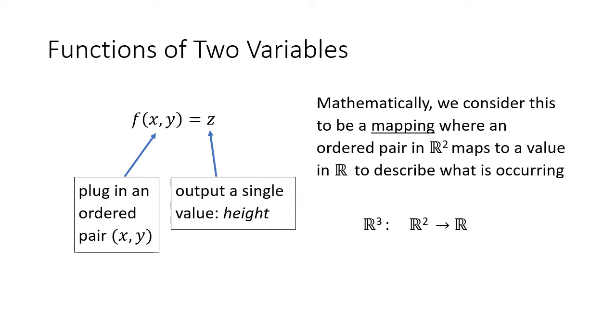Mathematically, what we're doing is a mapping. And so a mapping is basically where we plug one thing in and get another. But in this case, with our functions of two variables, what we're doing is we're mapping an ordered pair in R2, and it's going to map to just a single value in, well, the real numbers, or on the real number line. And this is going to be the most useful way we have to describe what's going on in R3, or in 3 space, right? We have an ordered pair, 2, that maps to 1. 2 plus 1 is 3. It describes 3 space.